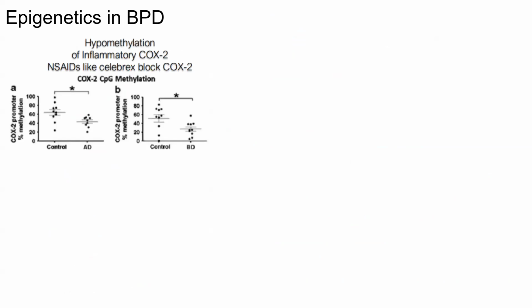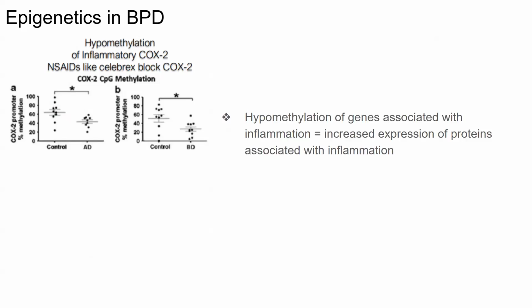Okay, so epigenetics in bipolar disorder. These are the genes that I recommend that you know. It's gonna be 3 genes and they're gonna have 2 main effects. So I'll just go over them. The first one, we're gonna have hypomethylation of this inflammatory COX-2 gene. So hypomethylation, right? That's gonna mean decreased methylation of this gene.